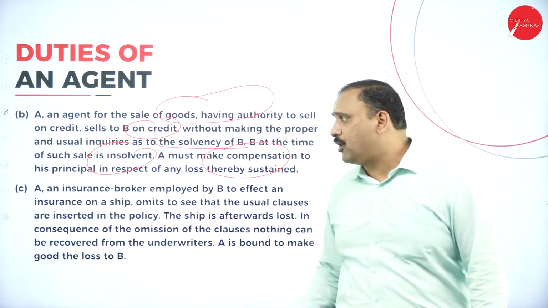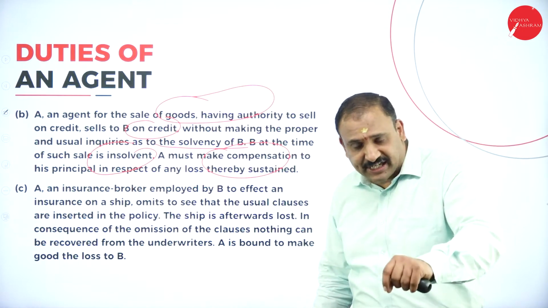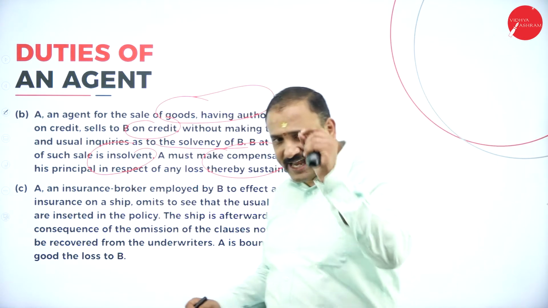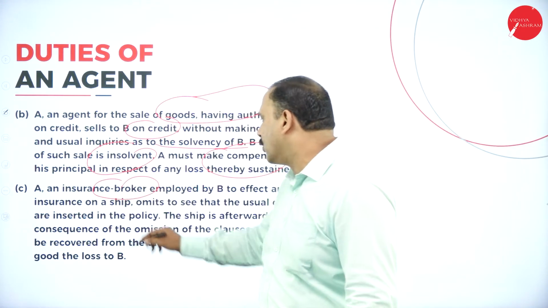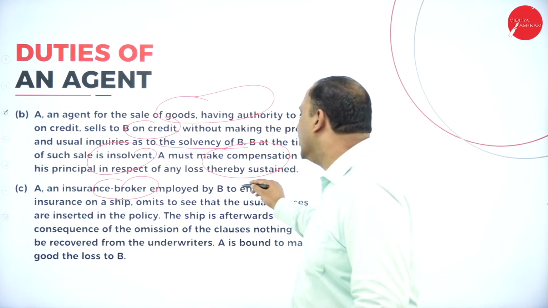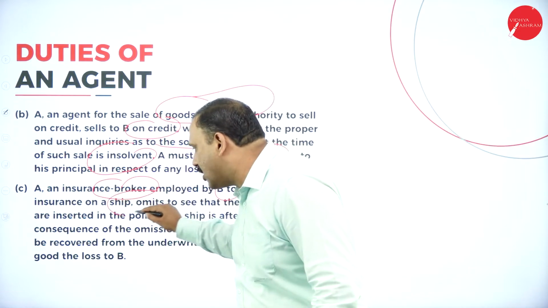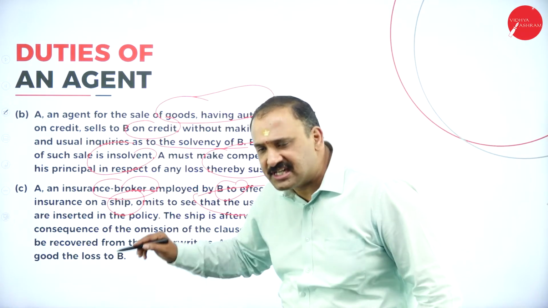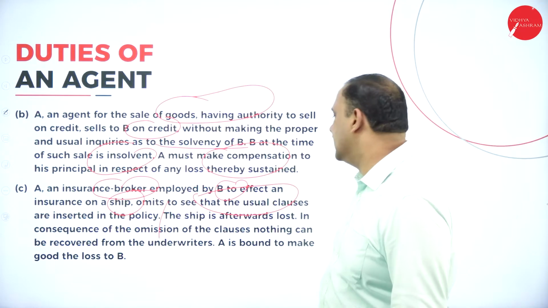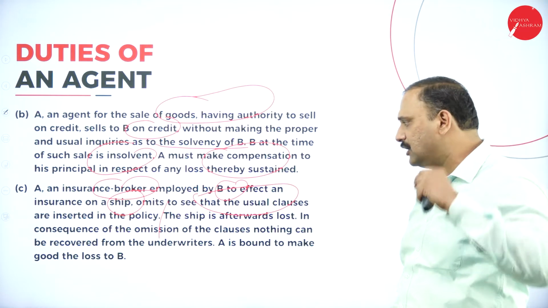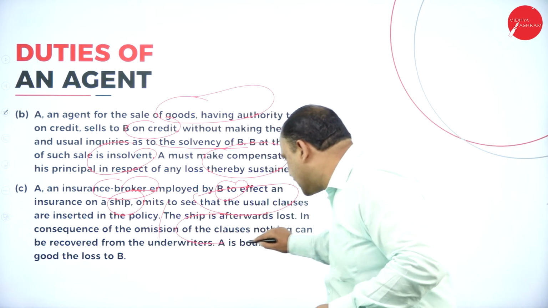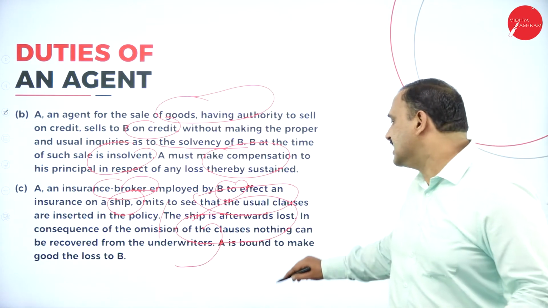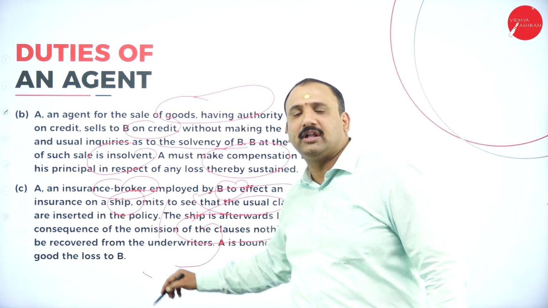So now it is for A, the agent, to go back and pay the compensation to the principal. A is also an insurance broker employed by B to effect an insurance on a ship. A omits to see that the usual clauses are inserted in the policy. The ship afterwards is lost. As a consequence of the omission of clauses, nothing can be recovered from the underwriters. A is bound to make good the loss to B.